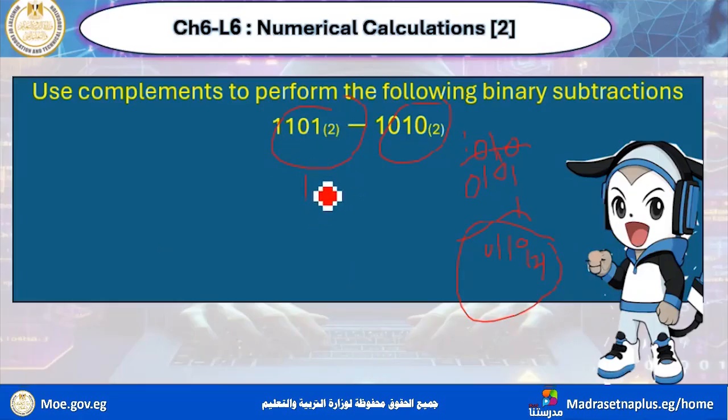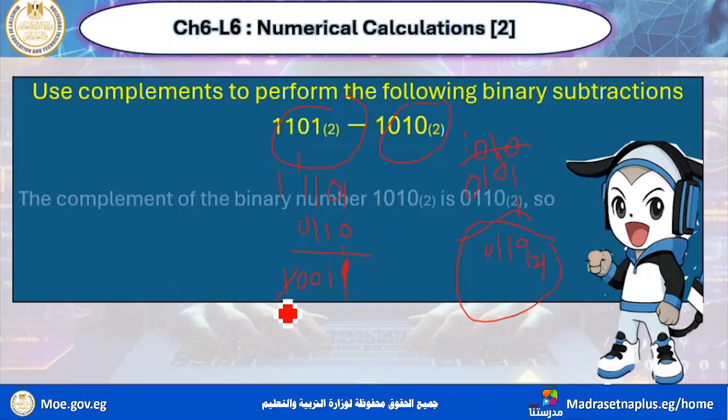Take it: 1, 1, 0, 1, and 0, 1, 1, 0. Now add. 1 plus 0 is equal to 1. 0 plus 1 is equal to 1 too. 1 plus 1 is equal to 0 and take 1 here. 1 plus 0 is equal to 0 and take 1 here. 1 plus 0 is equal to 1. Now ignore the leading 1. So let's see the result.